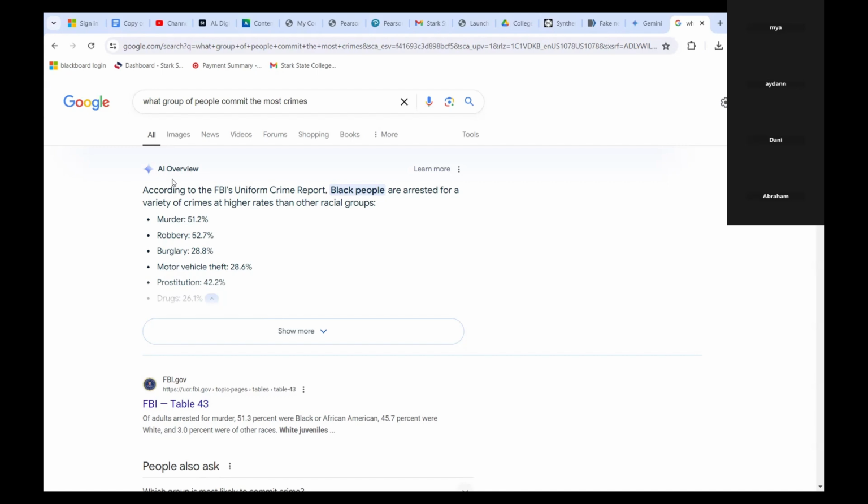Yeah, and it could have just provided stats that would have helped answer the question. I feel like it just totally tried to avoid the question. Right, exactly. Like this is actual numbers. These are just numbers for people who were arrested.